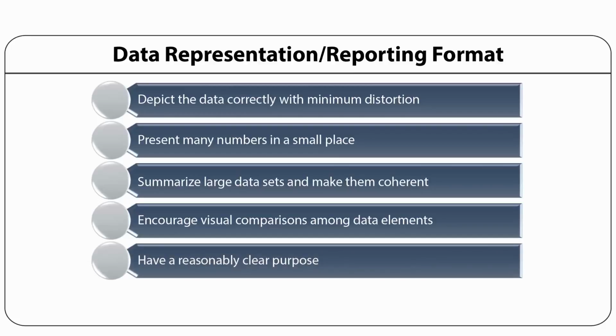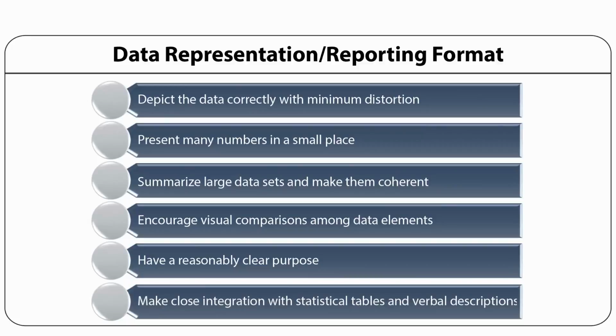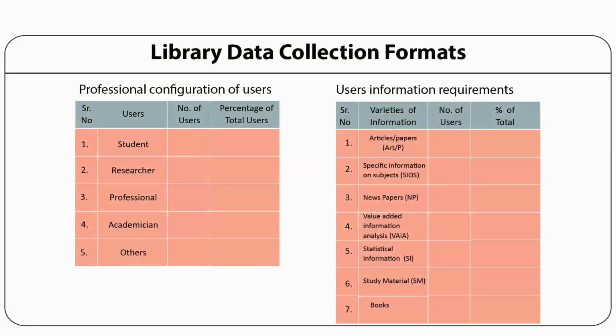Have a reasonably clear purpose. You have to identify the format accordingly, because otherwise choosing the wrong format might spoil your data. And then statistical tables, verbal descriptions wherever necessary. So you put it coherent with the available data, so that your data set becomes a much more logical order. So this is how basically a format looks like.